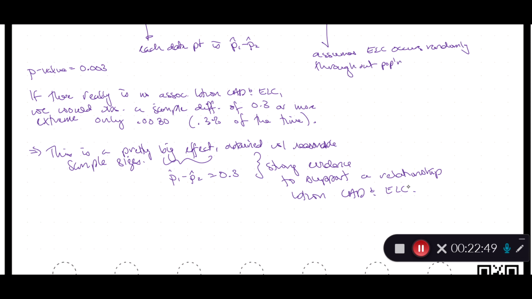We just did this using a simulation study. In the next video, we're going to talk about what the sampling or theoretical distribution of the difference between P1 hat and P2 hat is, and how we can use the theoretical distribution for inference.